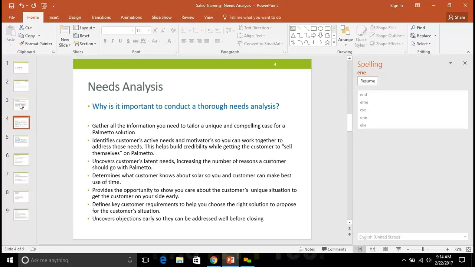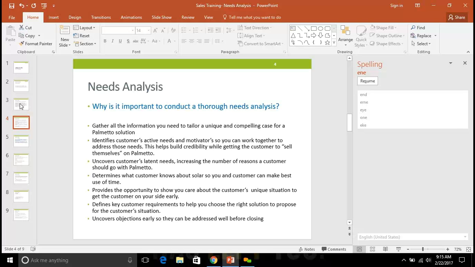So if we go to the next slide, this explains a little bit about why it's important to conduct a thorough needs analysis. Point number one talks about gathering all the information you need to tailor a unique and compelling case for a Palmetto solution. So our solution has to be unique to their needs. It has to be competitive if we're in a competitive situation, and also it has to be compelling to the customer. Number two, it identifies the customer's active needs and motivators so you can work together to address those needs.